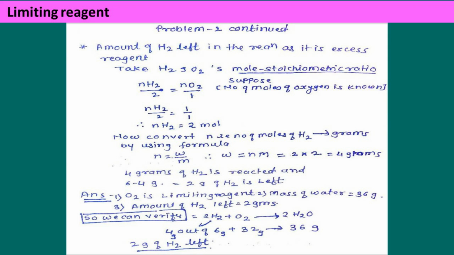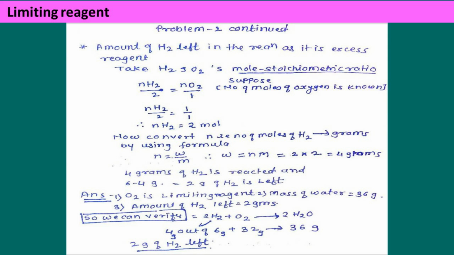How much hydrogen was used? 2 moles of hydrogen is used. Now convert this number of moles of hydrogen into grams. How? n is equal to W upon M, so W is equal to n into M. The number of moles of hydrogen is 2, and the molar mass of hydrogen is 2. So 4 grams of hydrogen is used during the reaction. Out of 6 grams of hydrogen, 4 grams is used in the reaction. How many grams of hydrogen is left? 6 minus 4 is equal to 2 grams of hydrogen left.